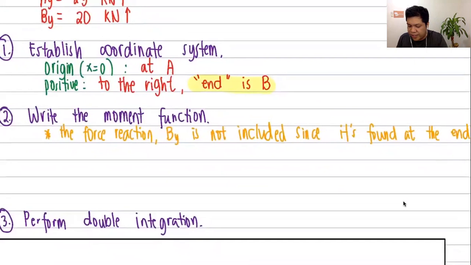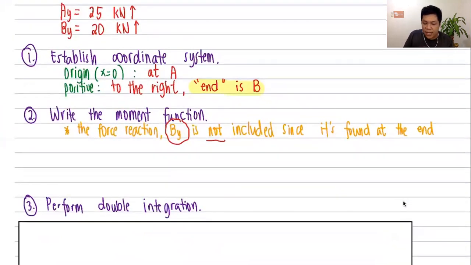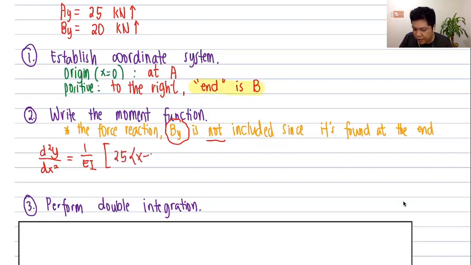And again, it's stated here that the force reaction By is not included since it's found at the end of the beam. Okay? Therefore, let's now write the moment function. Our moment function will be d squared y over dx squared is equal to 1 over EI times the support reaction at A, that's upward. So that's 25 kilonewtons, x minus 0.